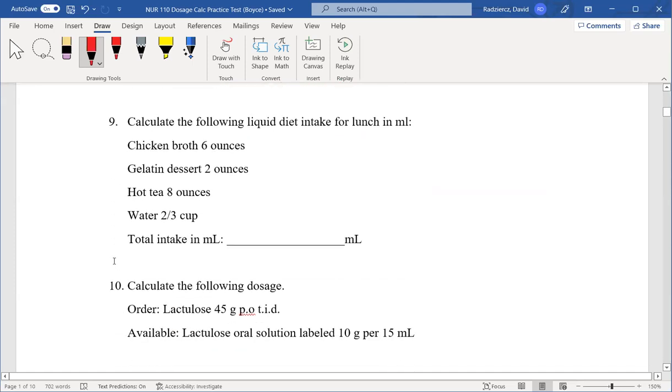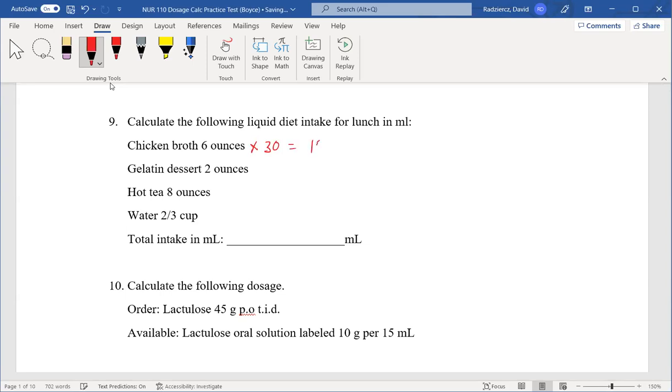All right. For this, we've got chicken broth, Jello, some tea, and some water. So again, for anything that's marked in ounces, multiply by 30. Multiply by 30. Multiply by 30.